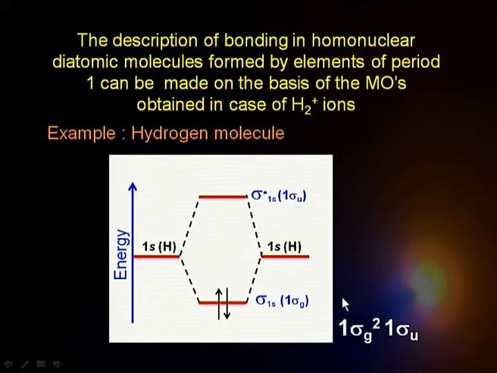Essentially, what it amounts to is that there are 2 electrons occupying a bonding molecular orbital, and the presence of 2 electrons means the existence of a single bond. Since there are 2 electrons in a bonding molecular orbital, there is a single bond between the 2 hydrogen atoms, and there is nothing in the antibonding orbital. So, we can say that a hydrogen molecule is made up of 2 hydrogen atoms joined together by a sigma bond. That is the simple description of the bonding in the hydrogen molecule.